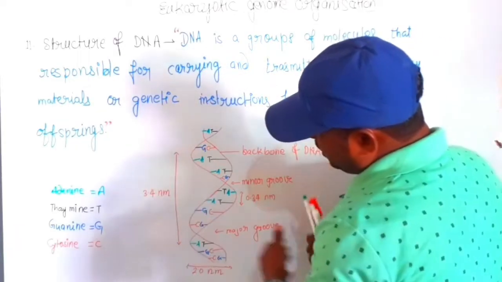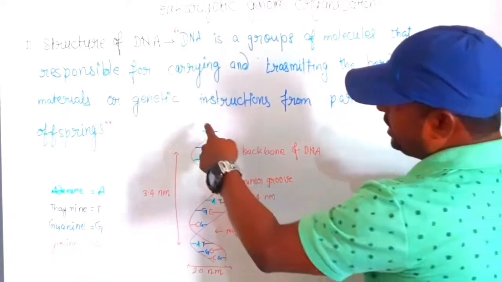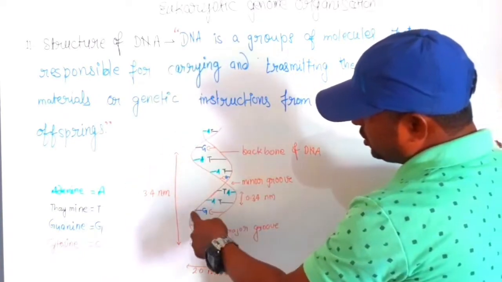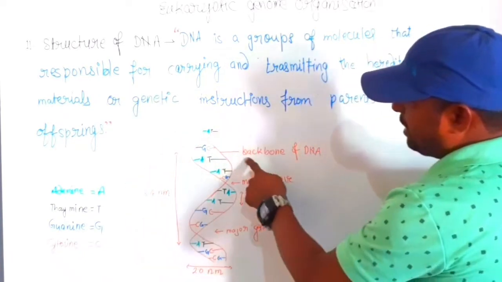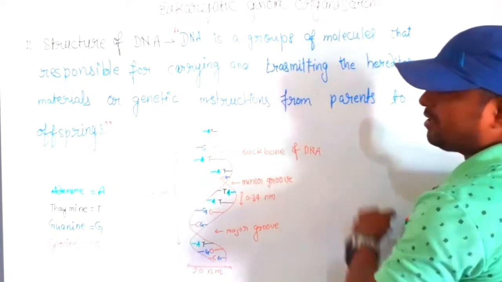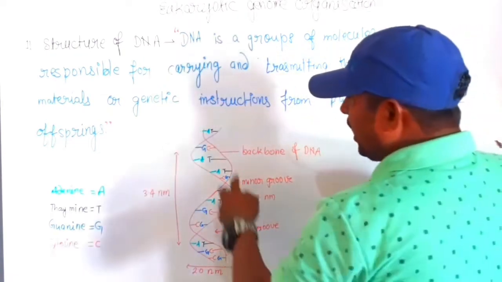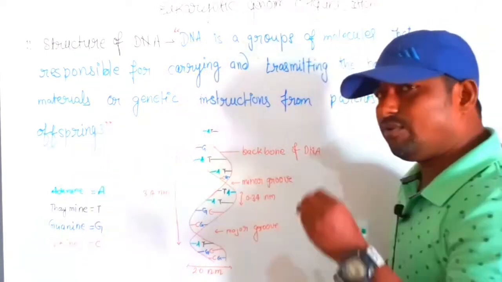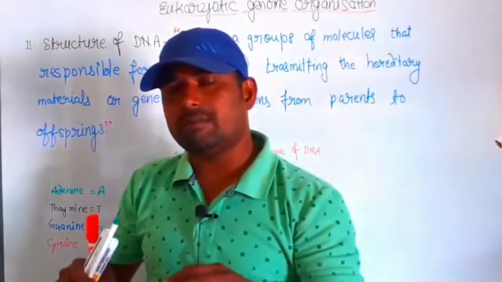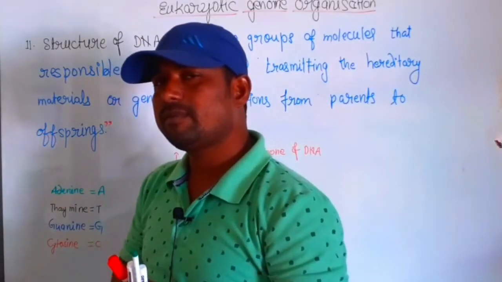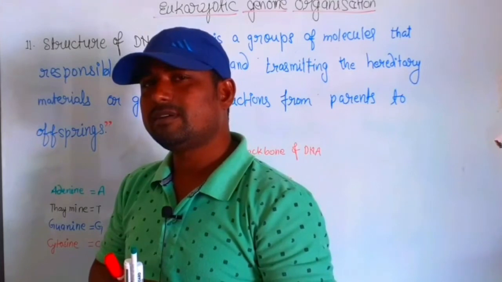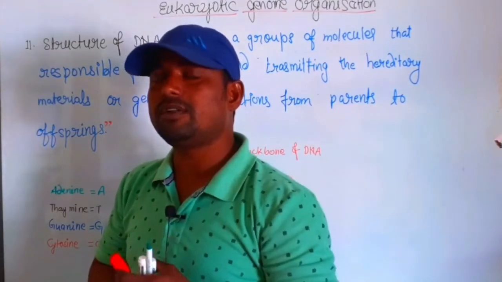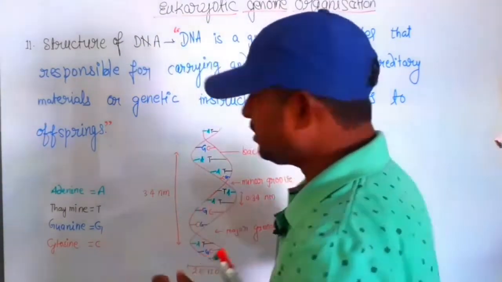A general structure of the DNA. DNA is a strand, a long chain. The strand is known as the backbone of the DNA. And there are two strands, therefore it is called double helix DNA. I have given you a short note about this.